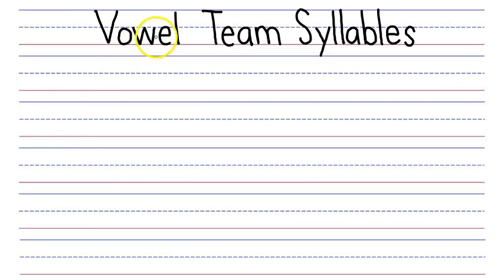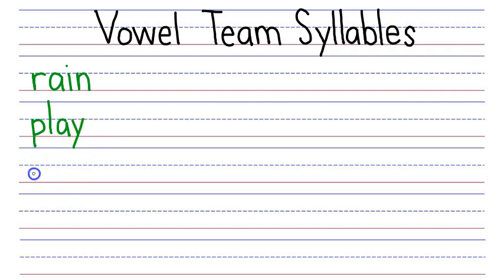Let's write and read some vowel team syllables, starting with rain. Rain begins with R that says R, and then you've got the multi-letter vowel phonogram AI, that makes a long A sound, and an N that says N. R, A, N, rain. Next, play. We have a P that says P, an L that says L, and the AY phonogram that makes a long A sound. P, L, A, play.